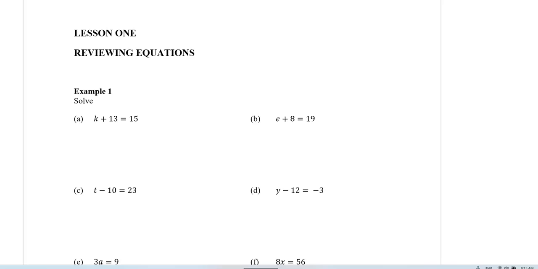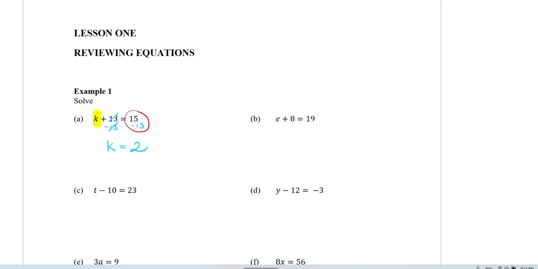So in question 1a, if I'm trying to find the value of k, the k is with the plus 13. The opposite of plus 13 is to minus 13. We want to do that to both sides of the equation so that it stays balanced. That way, the plus 13 minus 13 will cancel out, k is by itself, and then we subtract these numbers on the right hand side. 15 take away 13 is 2. Okay, so that's a one-step equation. Let's do a few more like that.